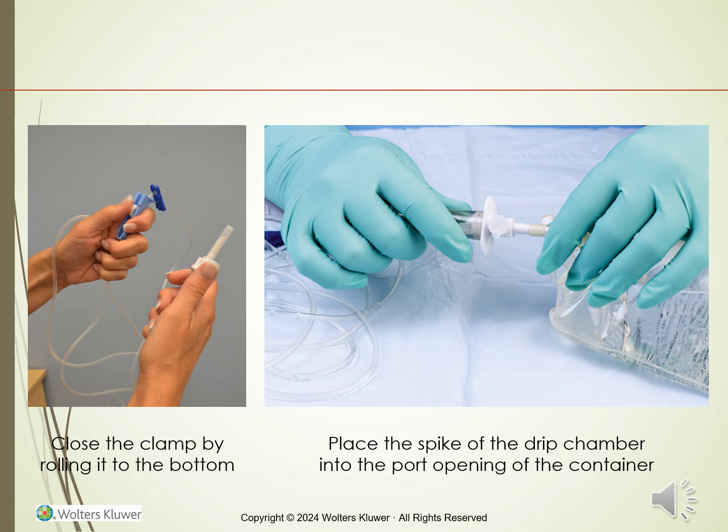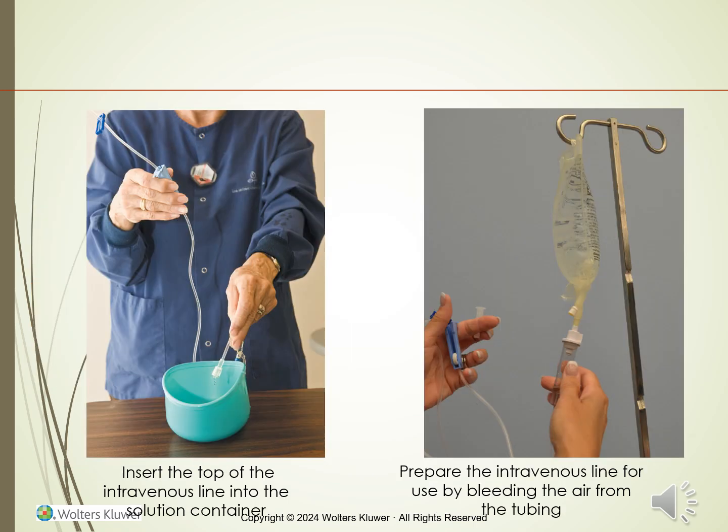You want to insert the spike into the rubber stopper of the bottle or the bag, depending on what you are using. If you're using a bottle, do not insert the spike into the smaller vented opening, as this is meant for air to enter the bottle, not for the tubing. So there will be 2 separate ports. Once your bag or bottle has been spiked, you are ready to hang the container on an IV pole.